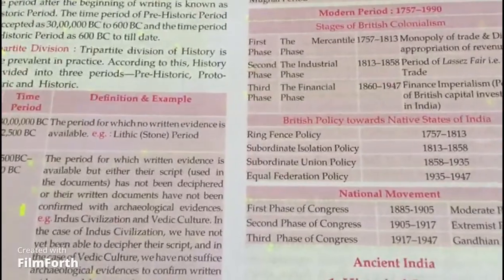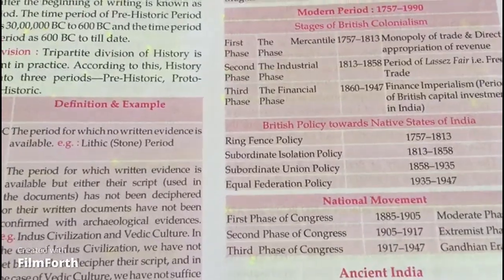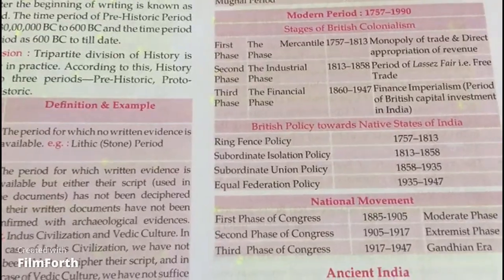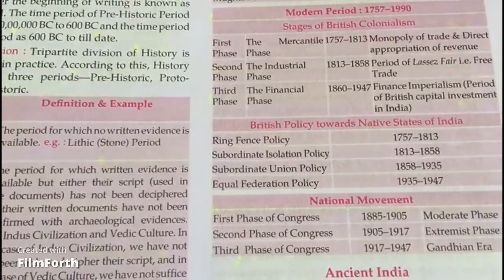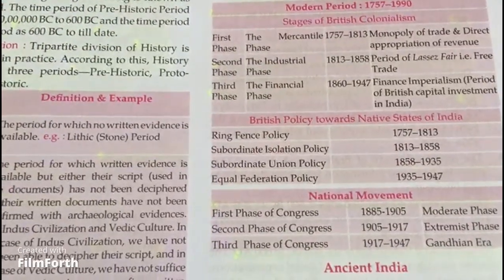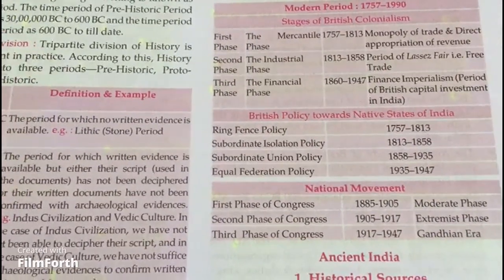Here comes the national movement. First phase of Congress, 1885 to 1905, moderate phase. Second phase of Congress, 1905 to 1917, extremist phase. Third phase of Congress, 1917 to 1947, Gandhian phase.